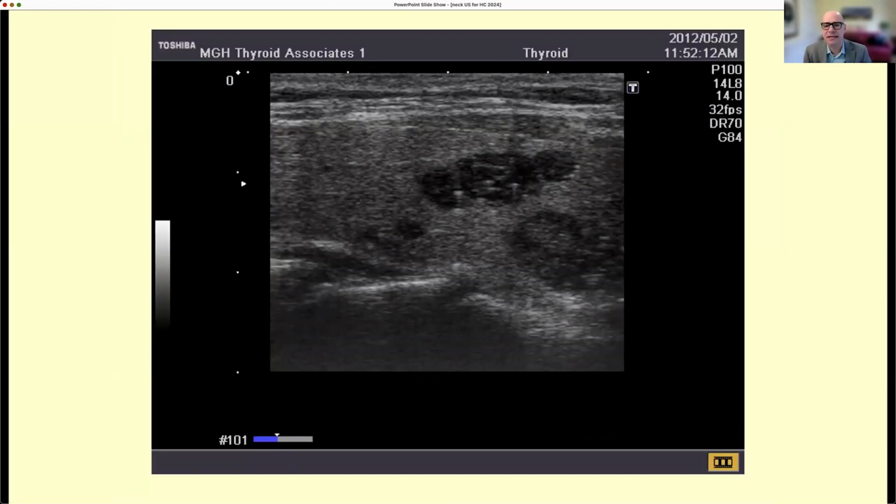All right, any takers on this one? This one should be easy by now. Hypoechoic with irregular margin, might be microcalcification. So why do you call these microcalcifications?